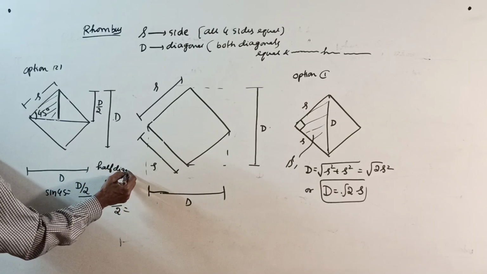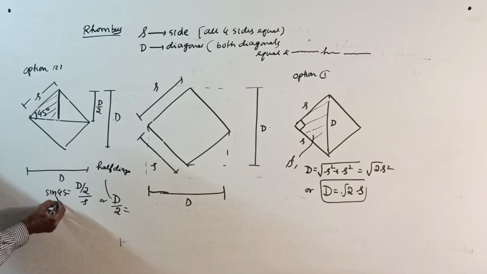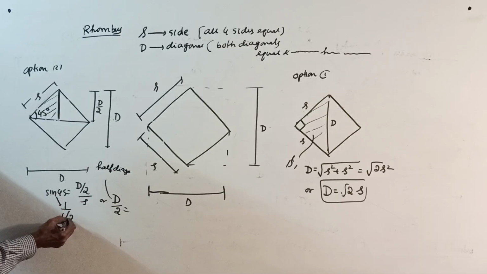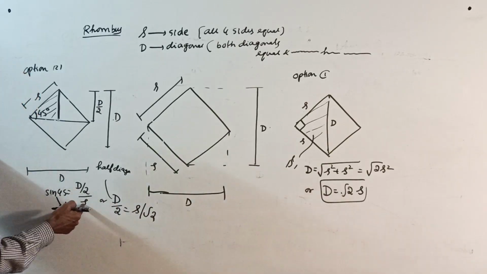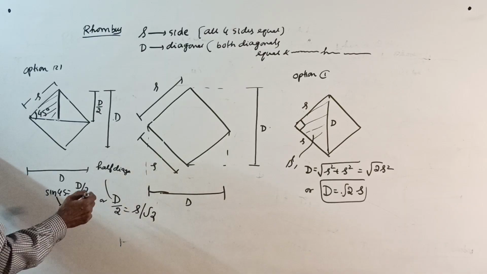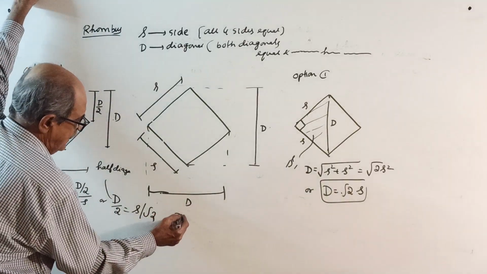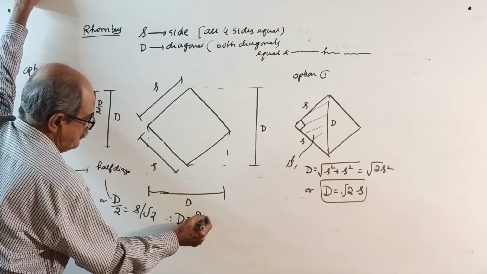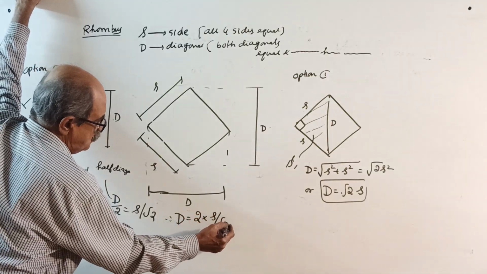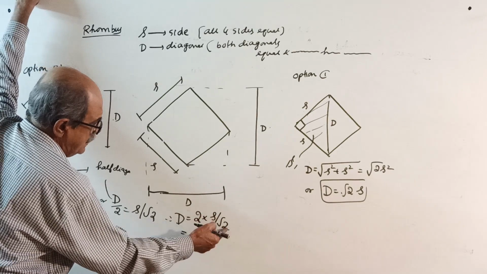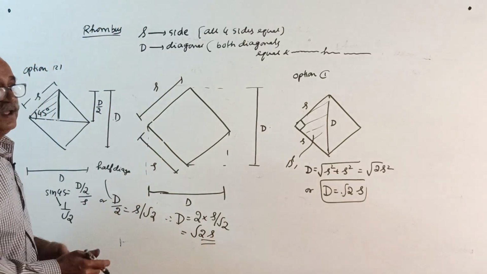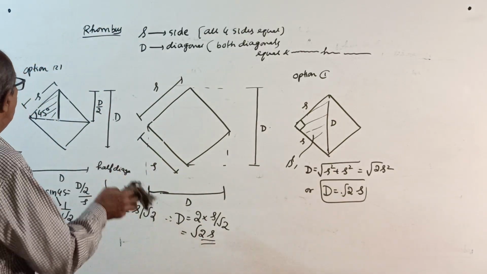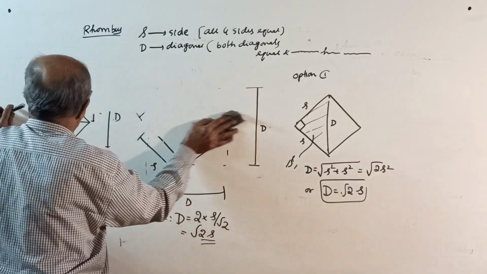Half diagonal is s times sin 45, and sin 45 is 1 by root 2. Everybody knows it. So it is s by root 2. See, s into 1 by root 2, half the diagonal. Therefore, the diagonal equals 2 times s by root 2, or 2 by root 2 is root 2 s. Over. Therefore, I will conclude now. I will not explain again and again to waste time.